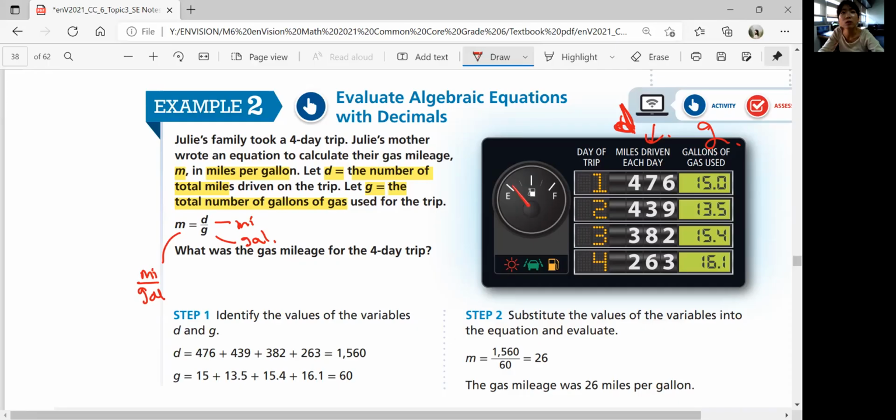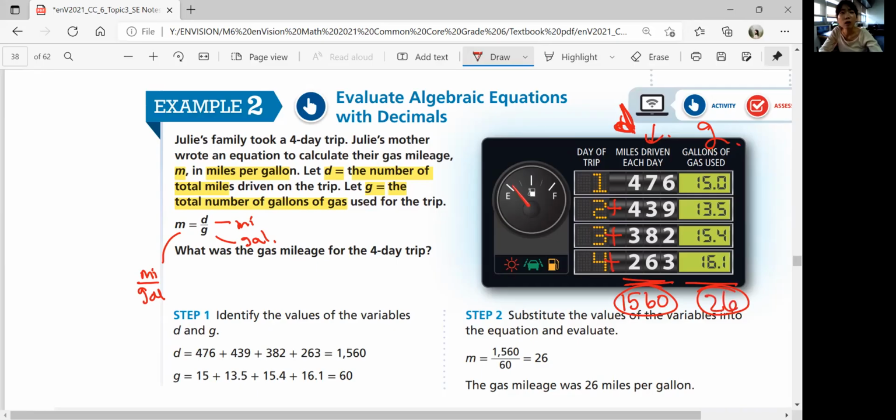So plug in the total number. So you're gonna figure out the total number. You add all of them for this and that, okay? So 476 plus 439 plus 382 plus 263 is 1,560. 15 plus 13.5 plus 15.4 plus 16.1 is 26 gallons.